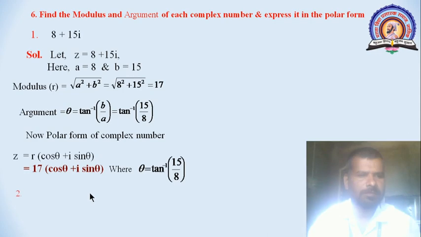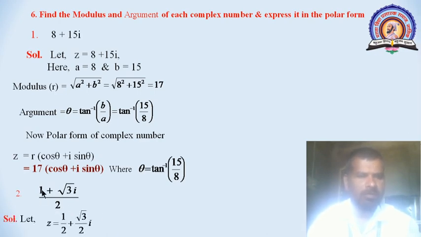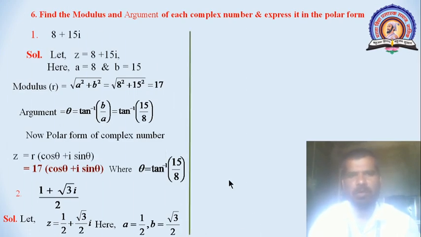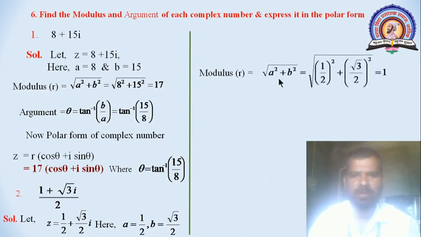Next example is 1 plus root 3 i upon 2. Now z is equal to, we will separate the denominator, 1 by 2 plus root 3 by 2 i. On comparing with z is equal to a plus ib, we have a is equal to 1 by 2 and b is equal to root 3 by 2. Therefore, modulus of the complex number r is equal to under root of a square plus b square. Put the value of a is 1 by 2, b is root 3 by 2 here. We will get r is equal to 1.